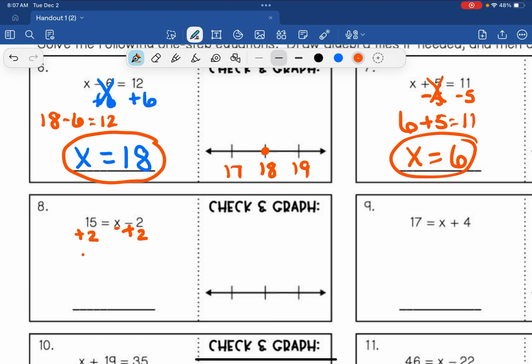So we have 15 plus 2 is 17. So if we have x plus 2 minus 2, we know those are going to cancel out to 0. So we have 17 is equal to x, or x is equal to 17. If we go ahead and substitute that 17 back up in there, we have 17 minus 2, that does equal 15. So we did it correctly. And again, we could put it on here if we wanted to.